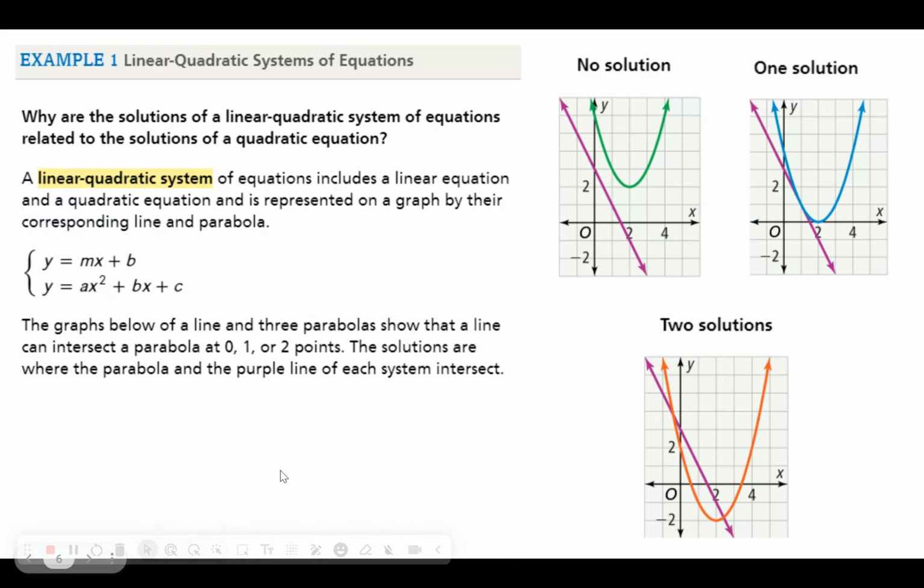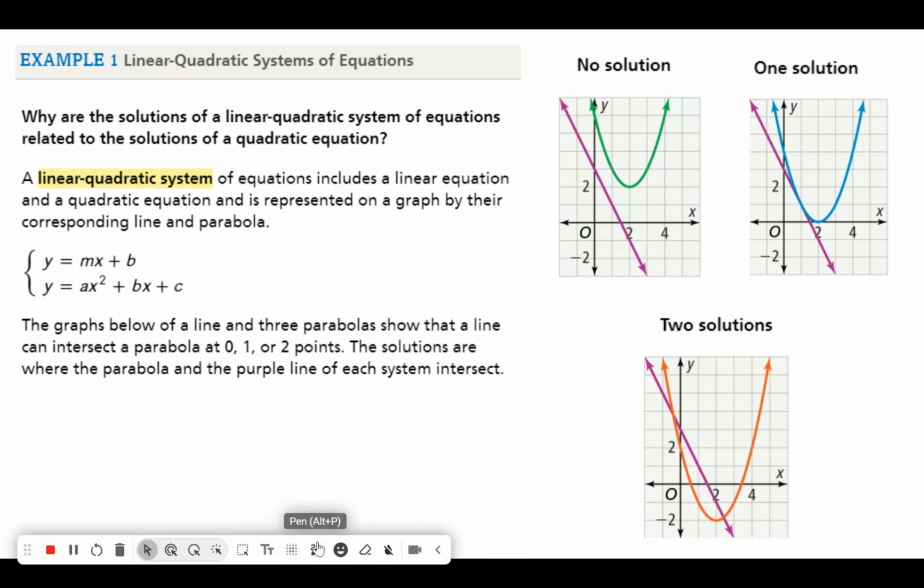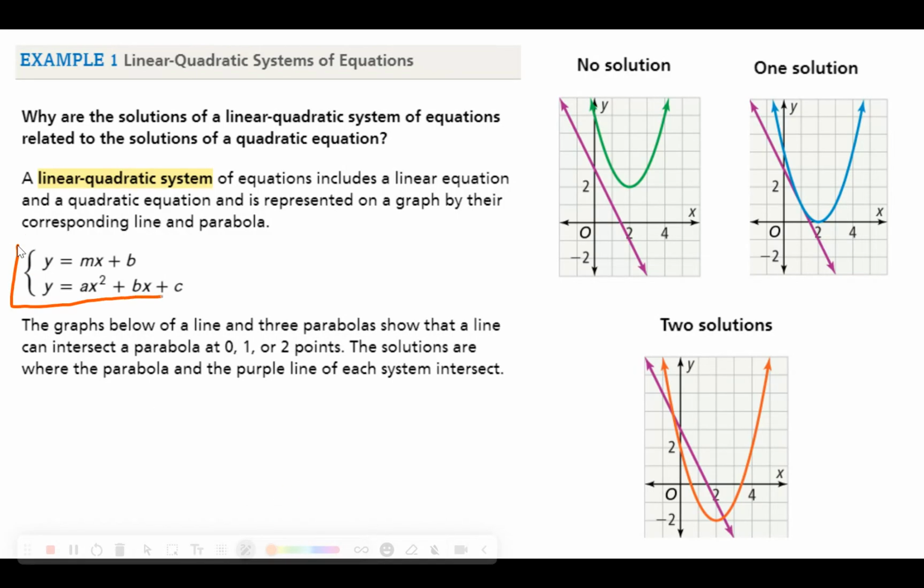So it says, what are the solutions of a linear quadratic system of equations related to the solutions of a quadratic equation? So again, I'm not too concerned with this. I just wanted to show you the breakdown of everything. So here is what your system will typically look like. One will be a linear equation, one will be a quadratic, right? So you can have 3 types of situations. You can intersect at 0, 1, or 2 points.